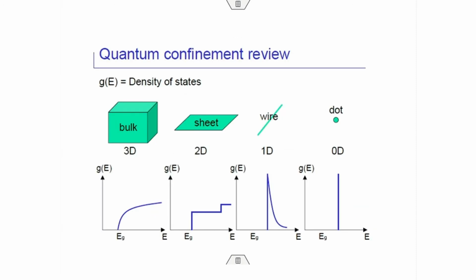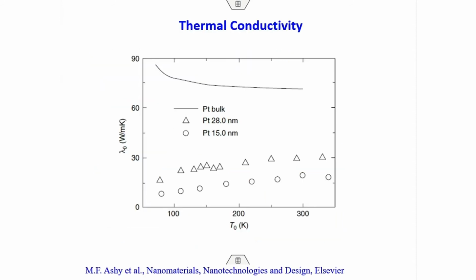And this is the same thing as shown here in a nice manner: the bulk to sheet to wire to dots. Okay, so let us come back to the situation now. We'll talk about these thin films a little later. First, let me reiterate for the case of 0D, 1D, and then we go to 2D.